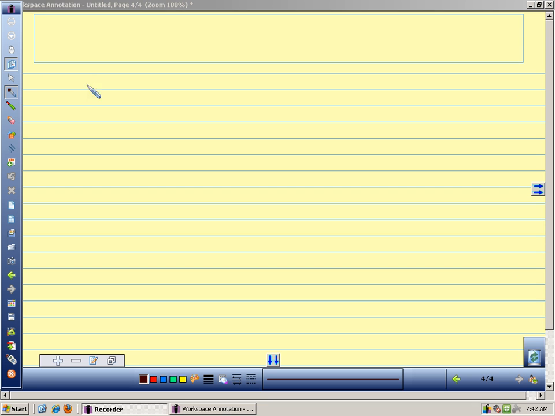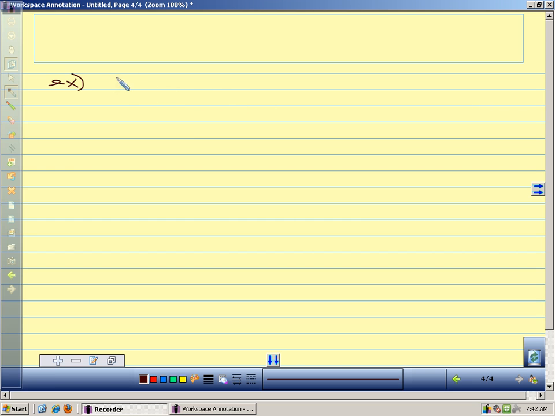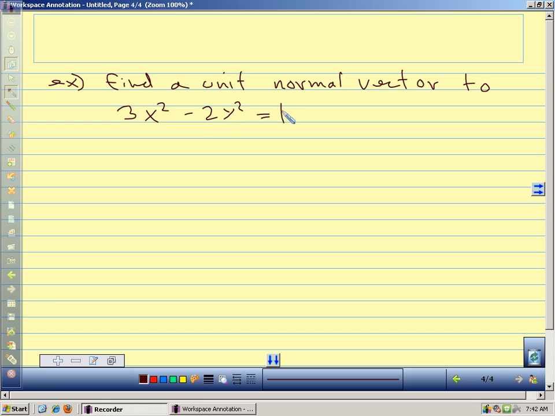Let's look at one more example, and then we'll get to the fun example. These are just the computation examples, the plug and chug examples. This time we want to find a unit normal vector to 3x squared minus 2y squared equals 1 at 1, 1.